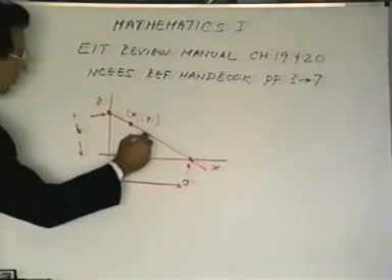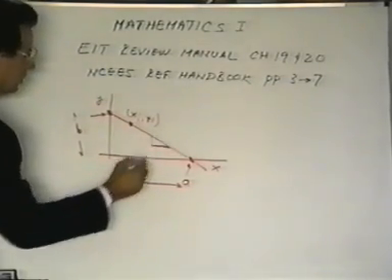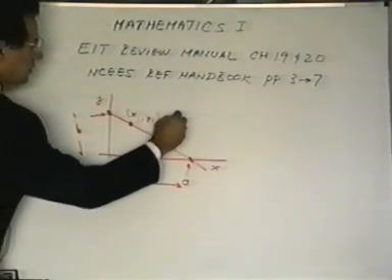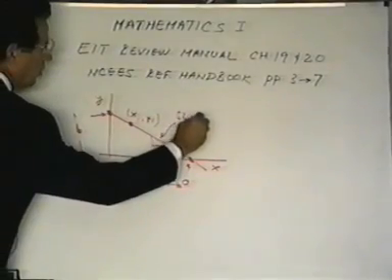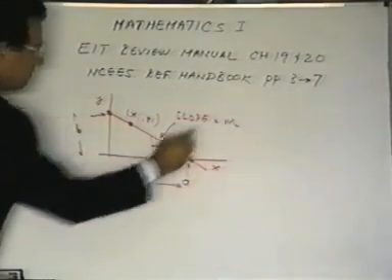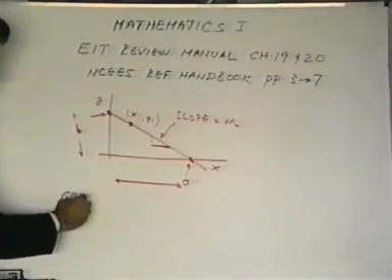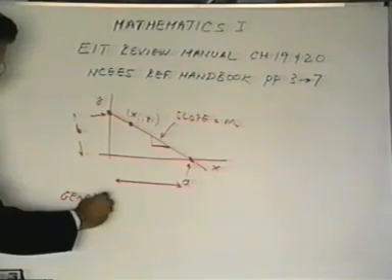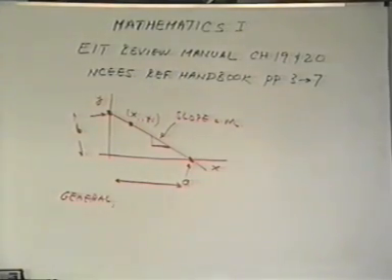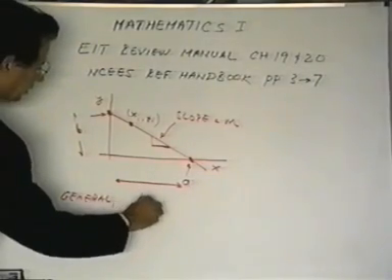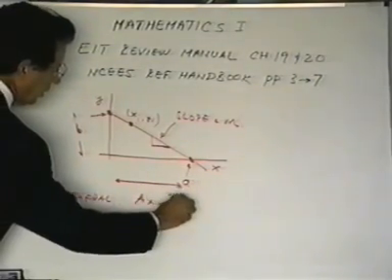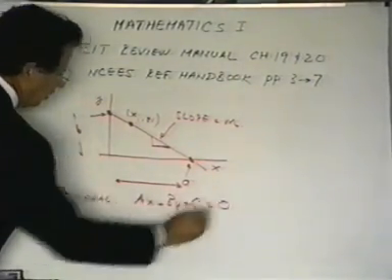And this line will have some slope associated with it. And we'll call the slope m. Now, in general, the equation for a straight line is given by ax plus by plus c equals 0.